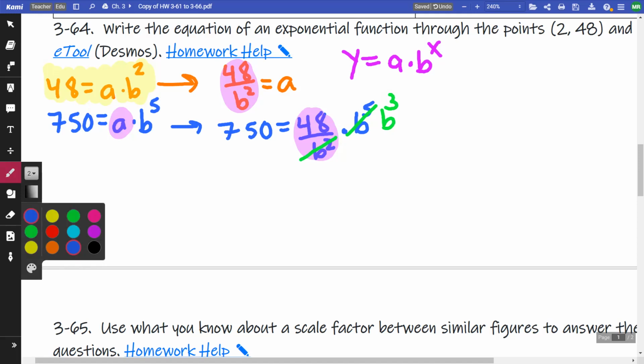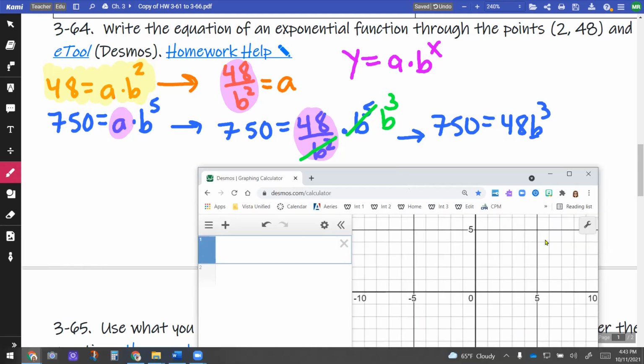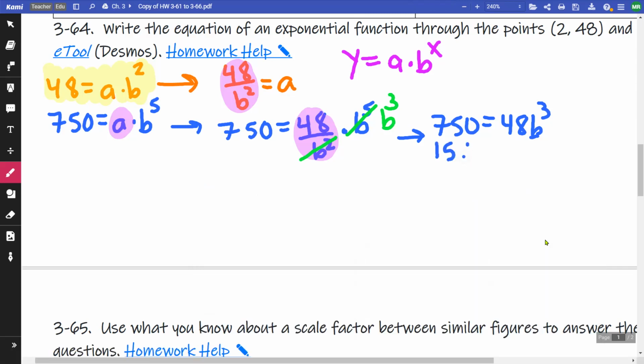Okay. So now I am going to have 750 is equal to 48b to the third. I am going to divide both sides by 48. Sorry, just grabbing my calculator. So 750 divided by 48 gives me 15.625. So 15.625 is equal to b to the third. Then to undo my b to the third, I am going to cube root.